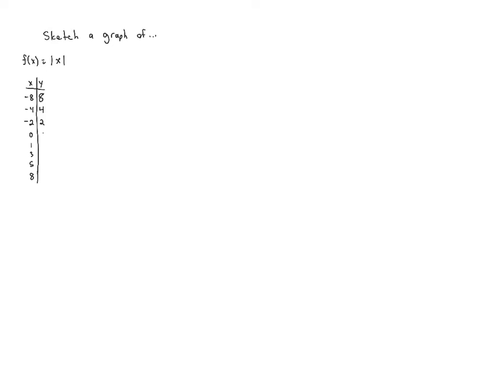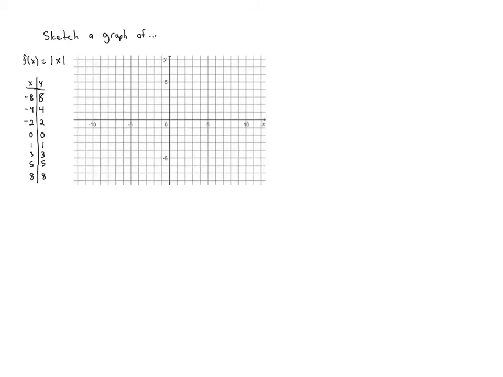The absolute value of 0 is 0. And then the absolute value of a positive number is just that number itself. So we've got 1, 3, 5, and 8. Let's get an xy plane and let's look at this graph. The first point is -8, 8. So that's to the left 8 and then up 8. That is going to be right about here.